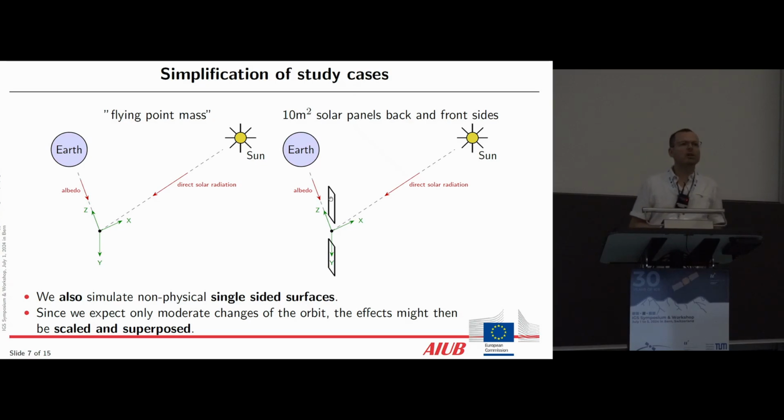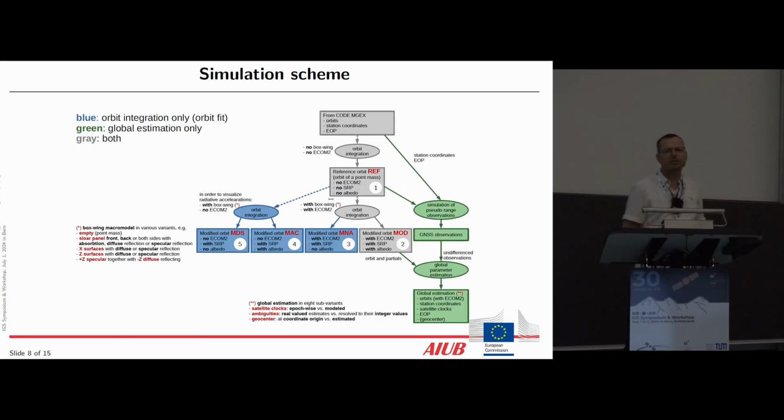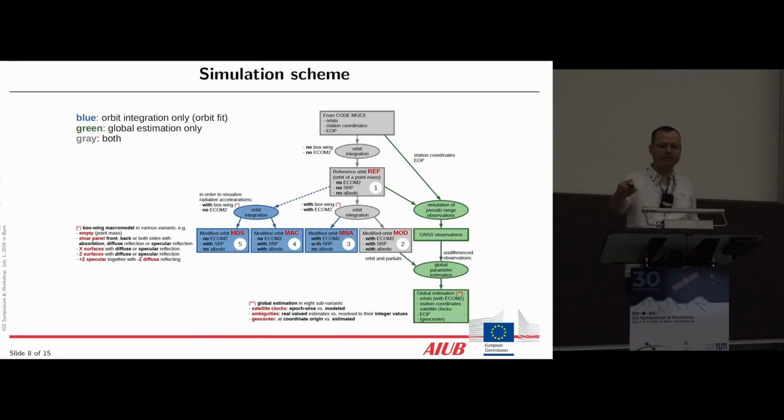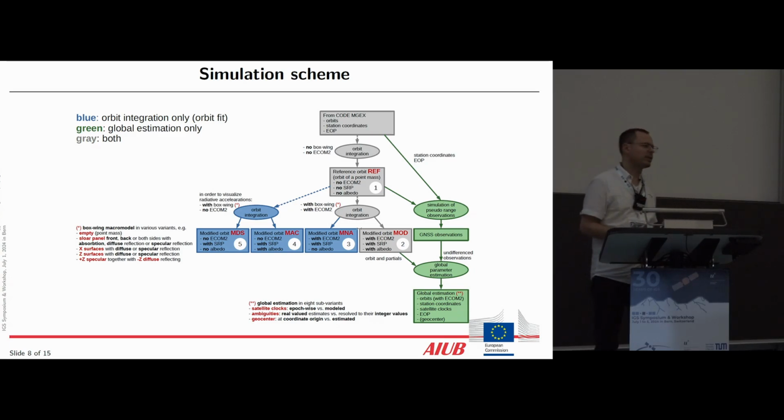This is an overview of what all was done with this simulation project. So there was an orbit fit part, which was the blue and grayish area. And there was also a global estimation part, the green and gray area. So while the orbit fit is interesting because you can do it very fast, and you can do it in many variations, so, for example, with or without albedo to see the effects, or with and without ECOM2. On the other hand, the final goal is to see what happens with the global estimations.